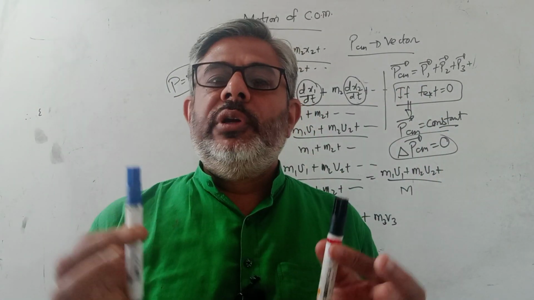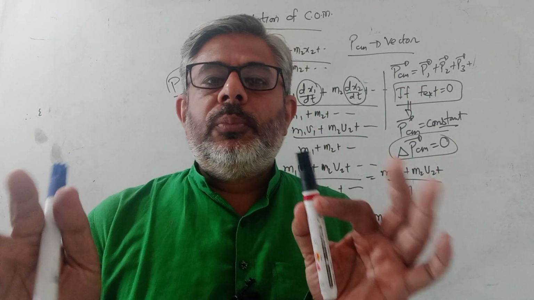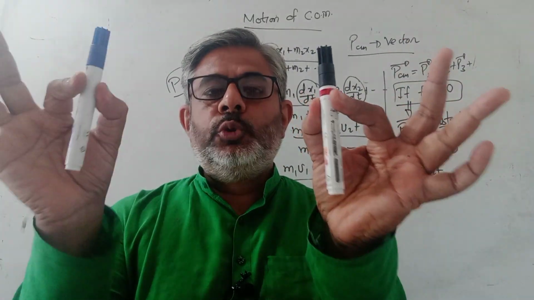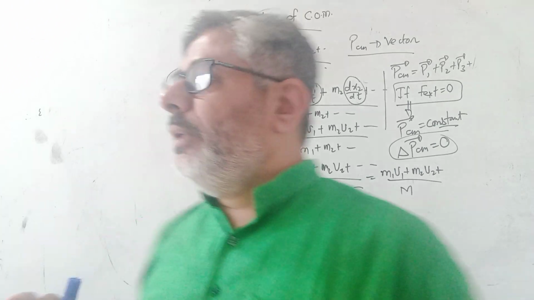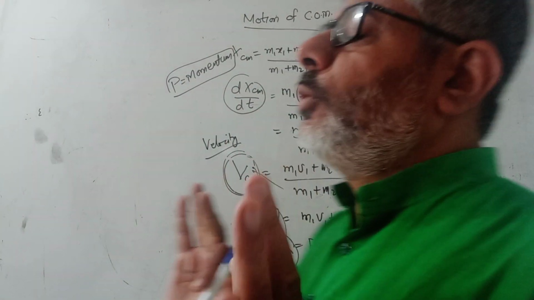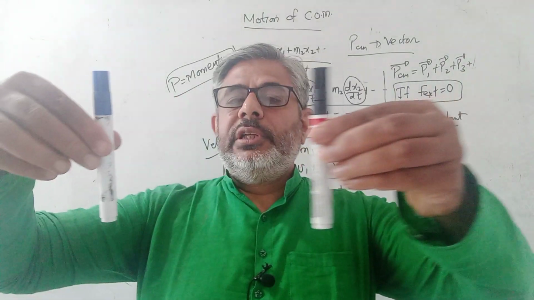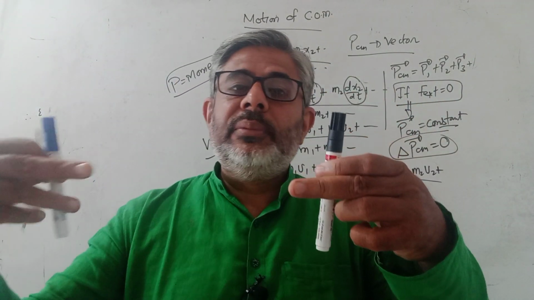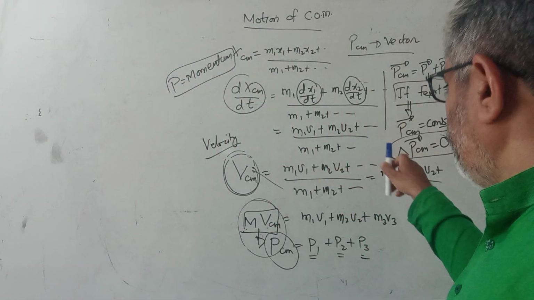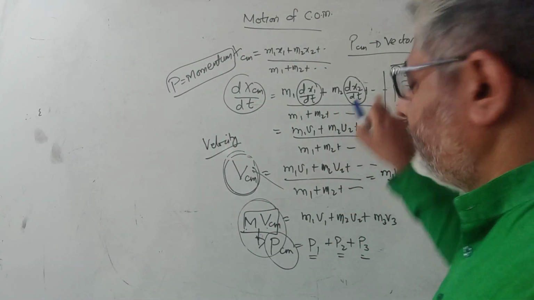But if you look carefully, they apply equal and opposite forces. The net external force on this system of two charges is 0, and this says that if the external force is 0, then the change in momentum is 0. There should be no change in momentum, and you will think there is, because this has momentum and this has momentum. But what you should focus on here is the momentum of the center of mass.